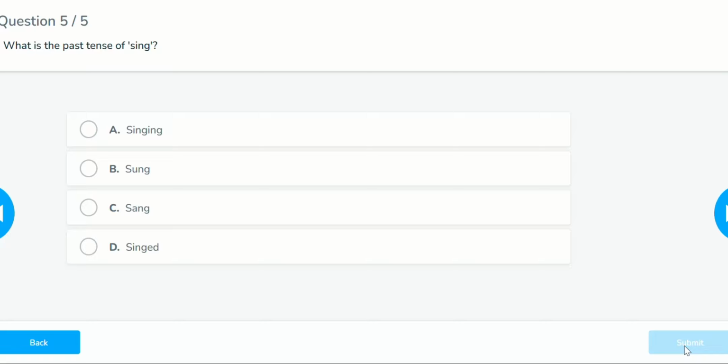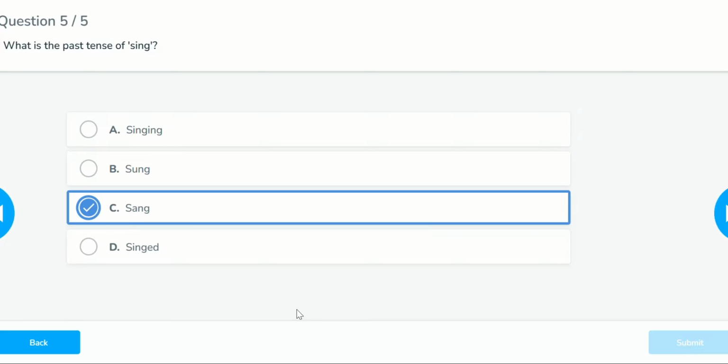What is the past tense of sing? Sang. This is a new one. We haven't discussed this. So sang is the past tense of sing. They sang in a concert last night. Great work.